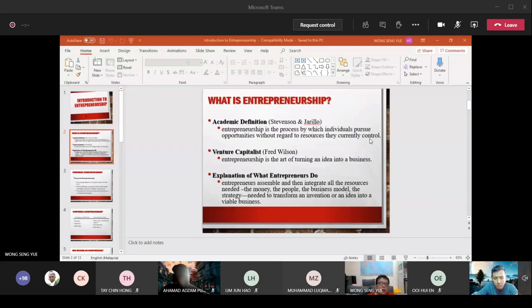without regard to any resources they're currently controlling. Resources in this context refer to the capital, the money, or the people. People could be a group of experts, a group of stakeholders, or a group of employees. We can also refer to the business strategy and business model that this entrepreneur has. So all these resources are very important for every entrepreneur.